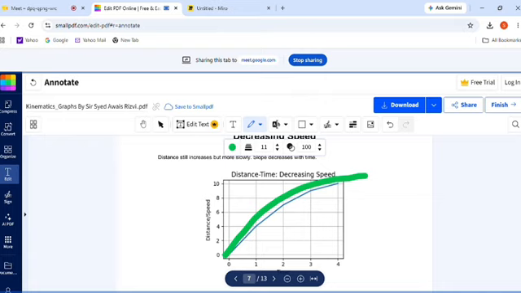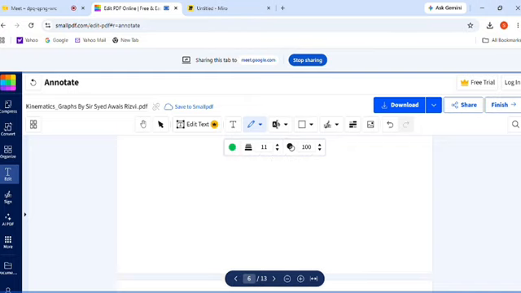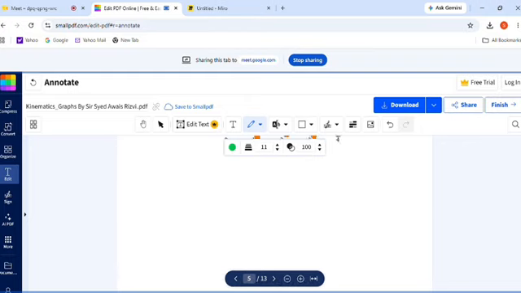So I will summarize this topic of the distance time graph. First of all, I discussed the graphs. There are two types of graphs: the distance time graph and the speed time graph.